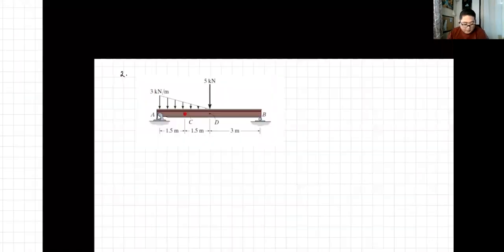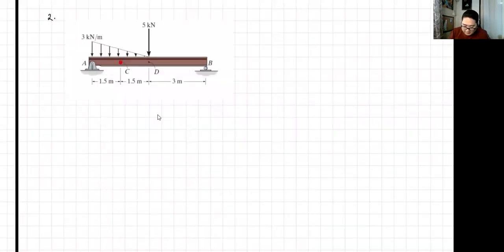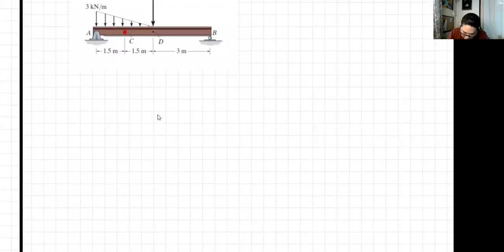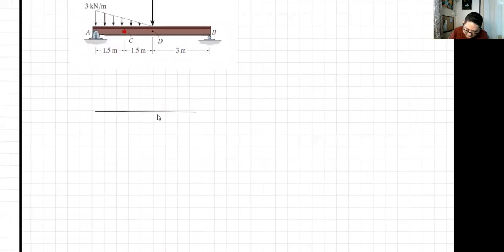Okay, sa number 2 natin. So ito yun. So, what we need to do first is change natin sa free body, no? So, we have a beam. Okay. And then, reaction natin since simple supported. So, hinge ito. Then, we have vertical dito. So, AY, AX, then CY.